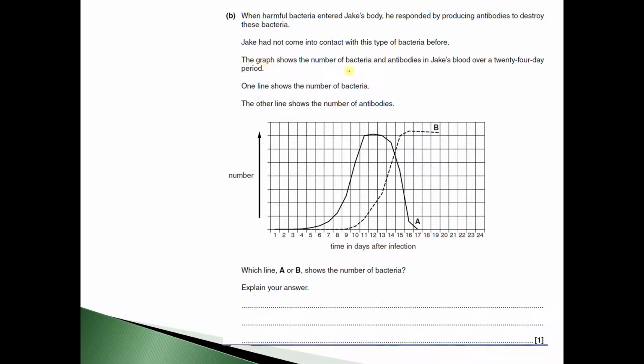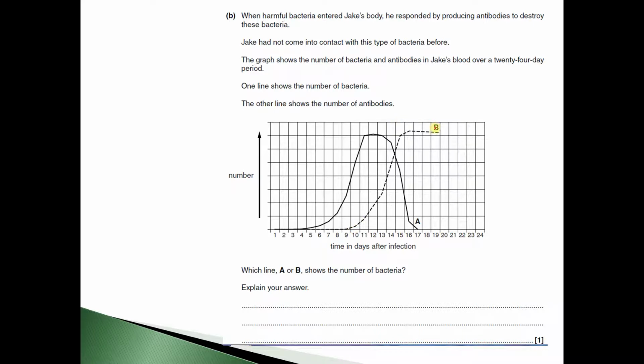The graph shows the number of bacteria and antibodies in Jake's blood over a 24-day period. One line shows the number of bacteria, the other line shows the number of antibodies. So they don't tell you which line's which, but instead they ask you to work it out. So which line, A or B, shows the number of bacteria? Well, if we look to see which line goes up first, this thick line, A, goes up first. The infection grows. As a response, so therefore afterwards, a response to the increase in bacteria, the body then produces lots of antibodies.